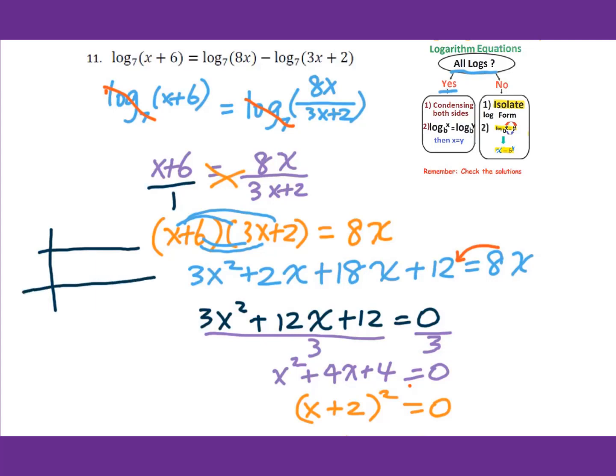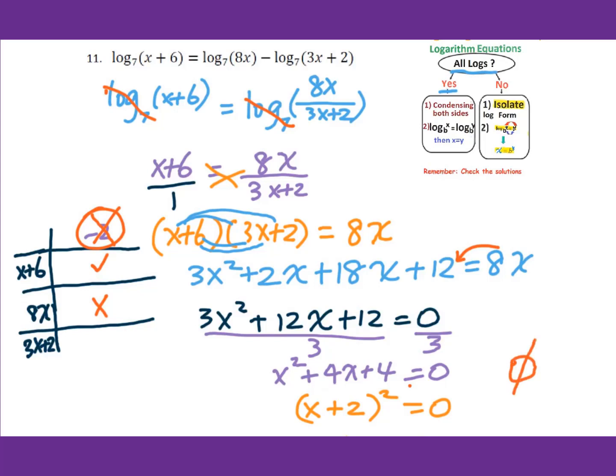We have 3 arguments. That is x plus 6, 8x, 3x plus 2. We need to check negative 2. Plug in, this is a positive, this is a negative. That means no solution. Negative 2 is not the solution. So for this equation, it will be the empty set.